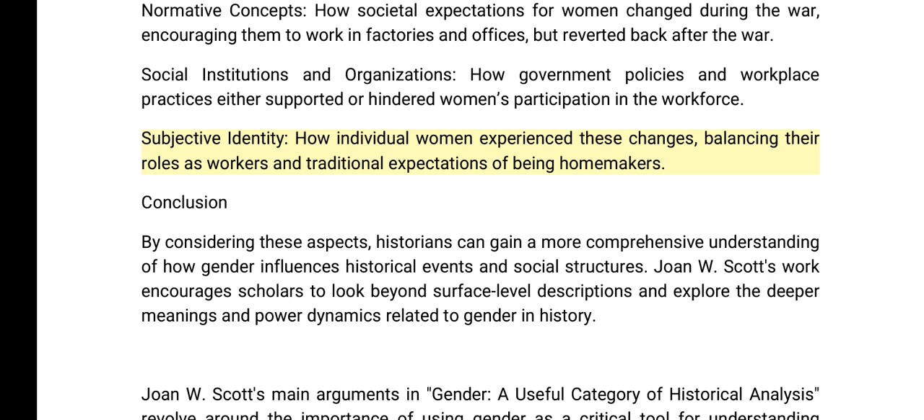Subjective identity: how individual women experienced these changes, balancing their roles as workers and traditional expectations of being homemakers. Conclusion: by considering these aspects, historians can gain a more comprehensive understanding of how gender influences historical events and social structures. Joan W. Scott's work encourages scholars to look beyond surface-level descriptions and explore the deeper meanings and power dynamics related to gender in history.